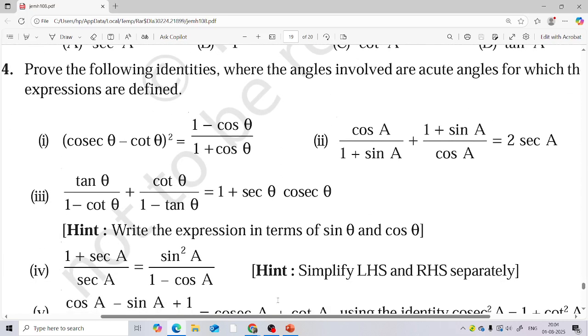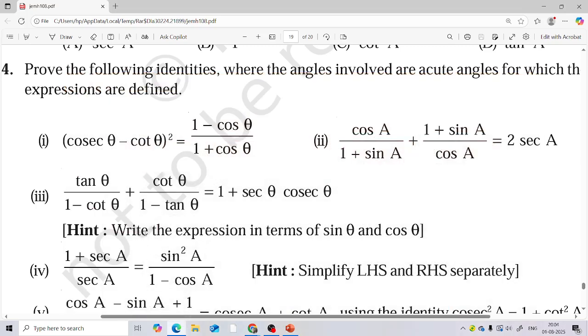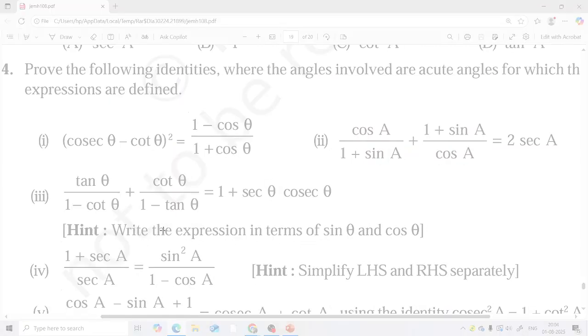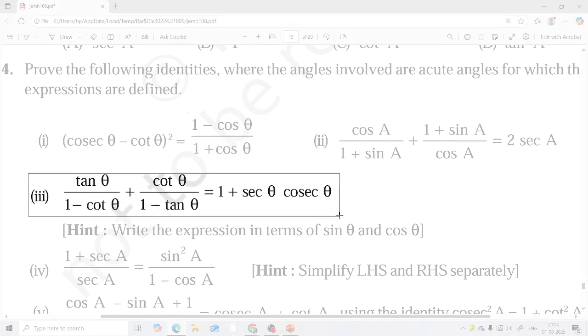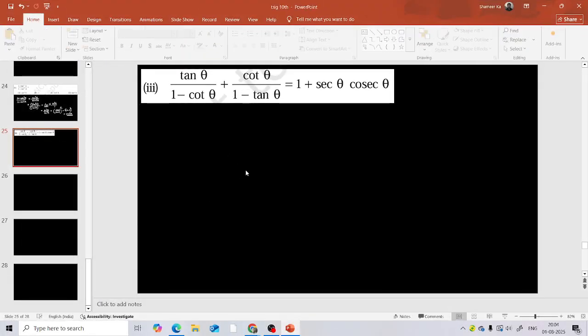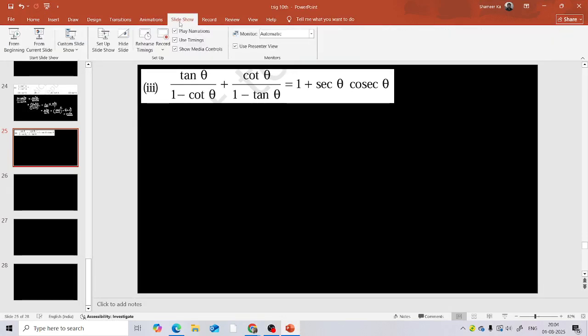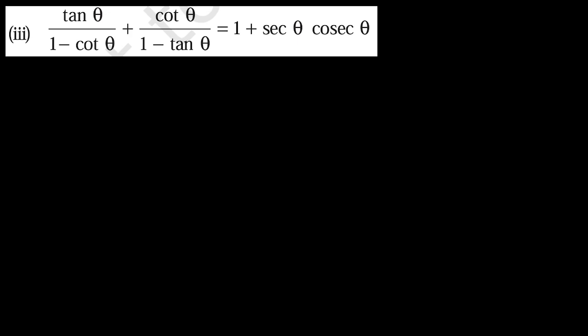So let me discuss the third one. It is a tough question. They have written the hint, the method, but in the exam the method will not be mentioned. It is one of the difficult questions in this exercise. There are two difficult questions, and this is one of them.